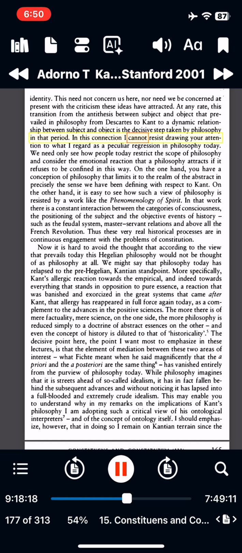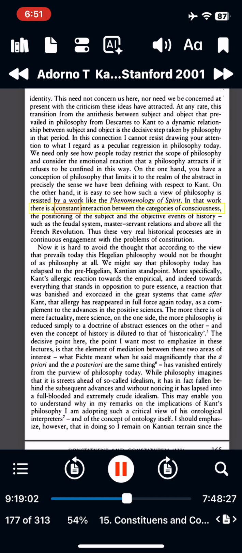In this connection, I cannot resist drawing your attention to what I regard as a peculiar regression in philosophy today. We need only see how people today restrict the scope of philosophy and consider the emotional reaction that a philosophy attracts if it refuses to be confined in this way. On the one hand, you have a conception of philosophy that limits it to the realm of the abstract in precisely the sense we have been defining with respect to Kant. On the other hand, it is easy to see how such a view of philosophy is resisted by a work like the Phenomenology of Spirit.